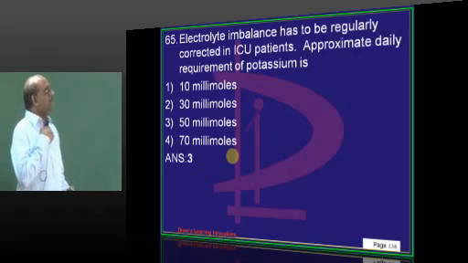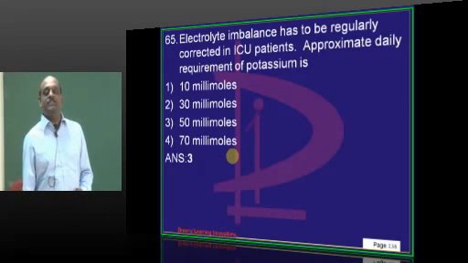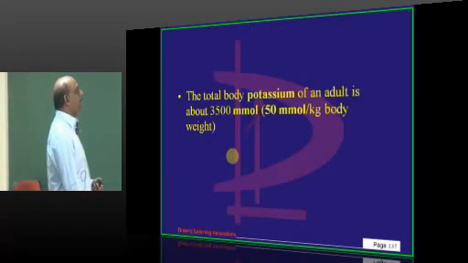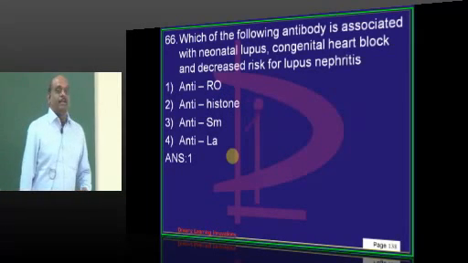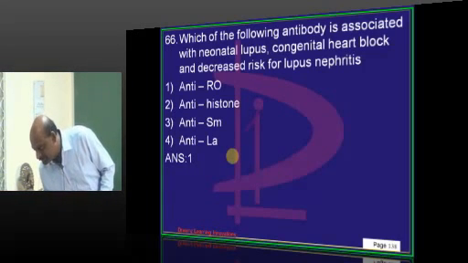How much potassium is required? If you know, only then you will answer. If you don't know, hands up. 50 millimoles. Anti-Ro antibody is associated with congenital heart block.